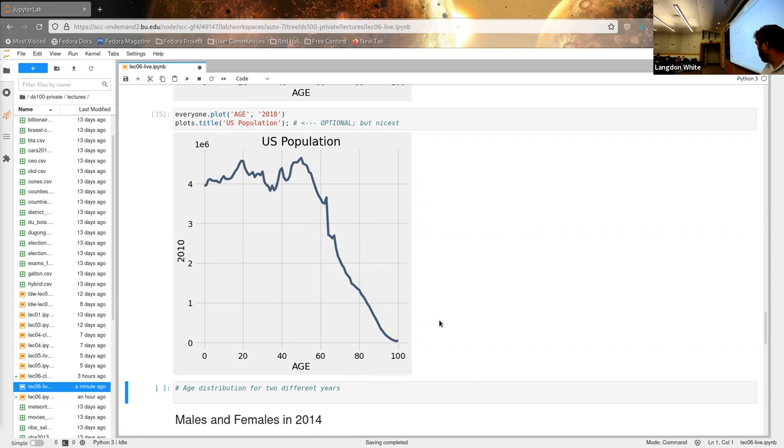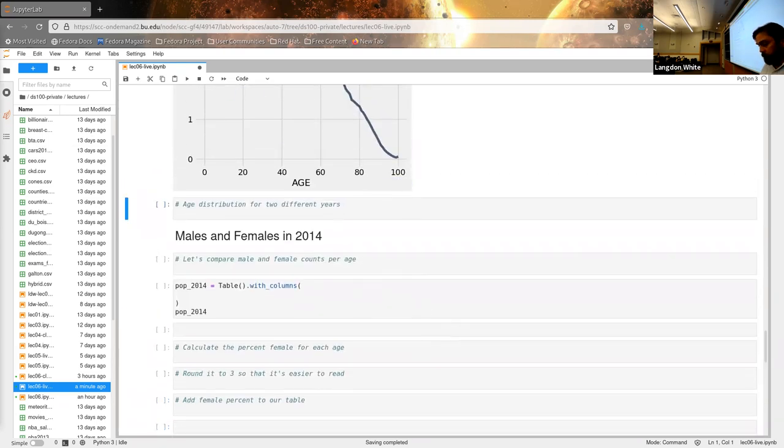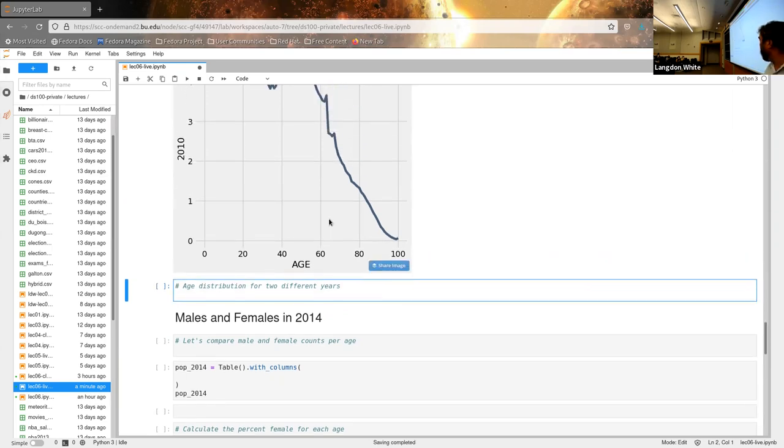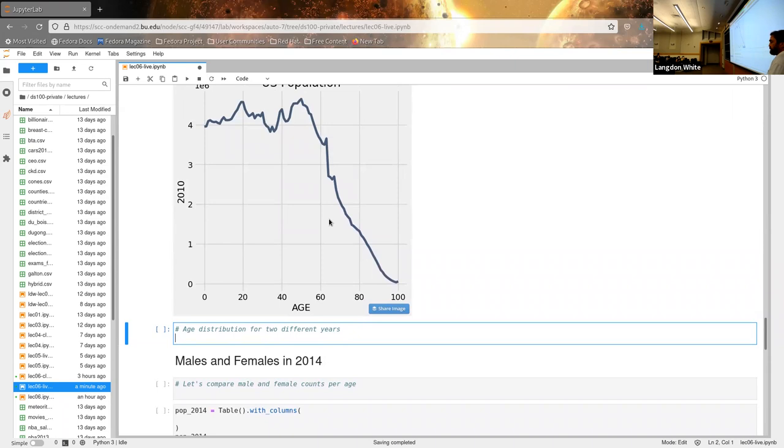Let's see where, okay. So another interesting thing that we can start to think about with this data set is we can compare, because this is 2010 to 2014, right? So do we have any theories about how the graph will look if we also introduce 2014? You think the fall off will be faster or slower? Good, that's a pretty good guess.